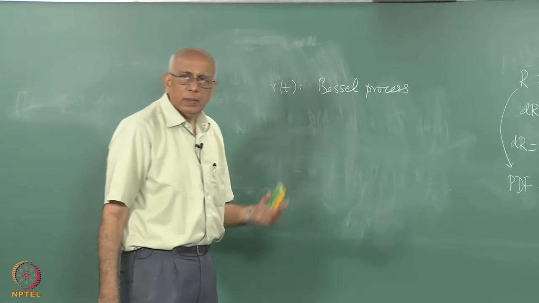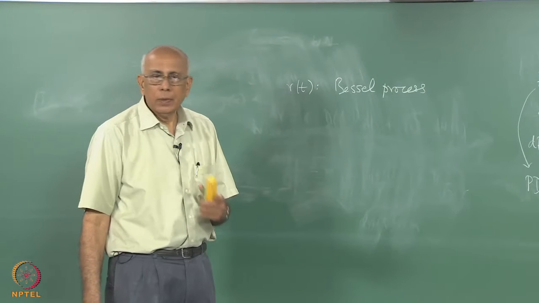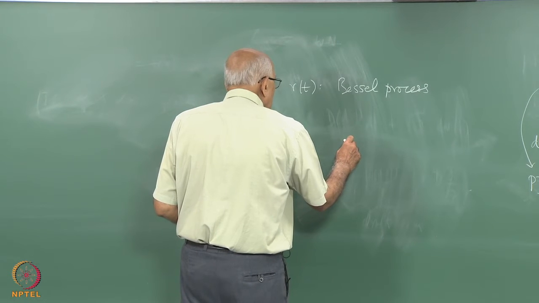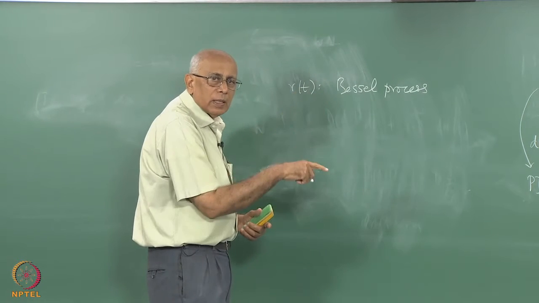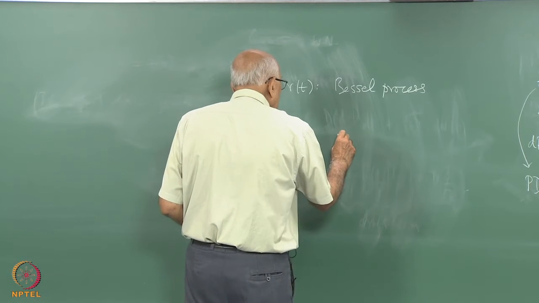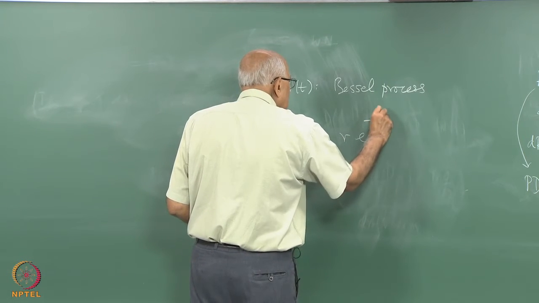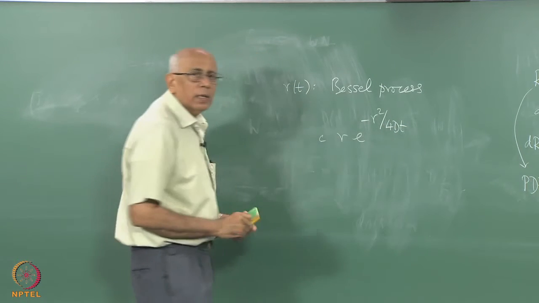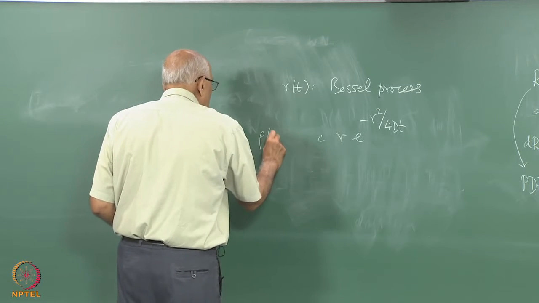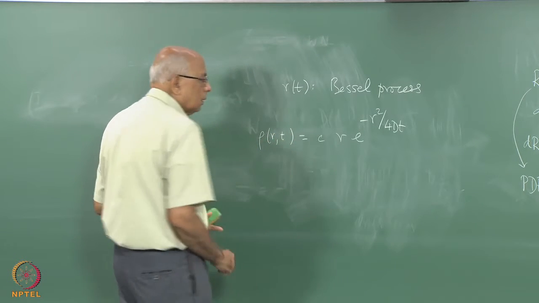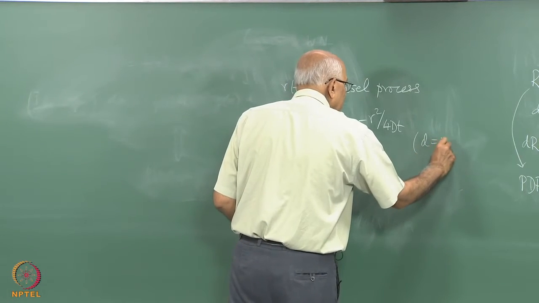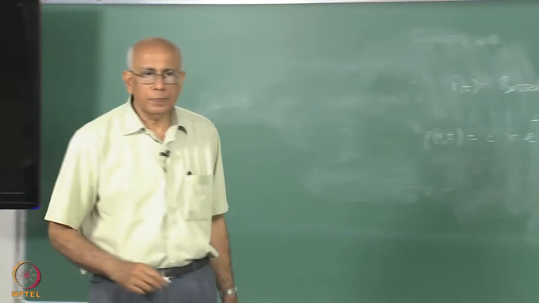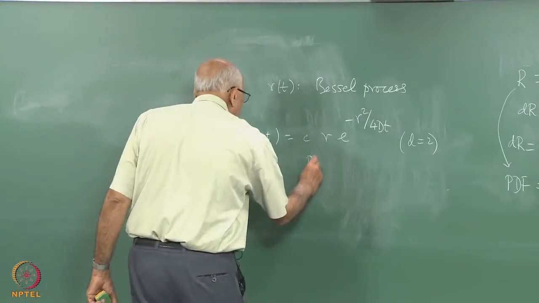In the case of d equal to 2, the distribution is very nice and particularly easy to write down. It was r to the d minus 1 times e to the minus r squared over something, and in two dimensions it is proportional to r e to the minus r squared over 4Dt, some constant times this. This is what rho of r, t equals in 2D. This is called a Rayleigh distribution, there is a special name for it.